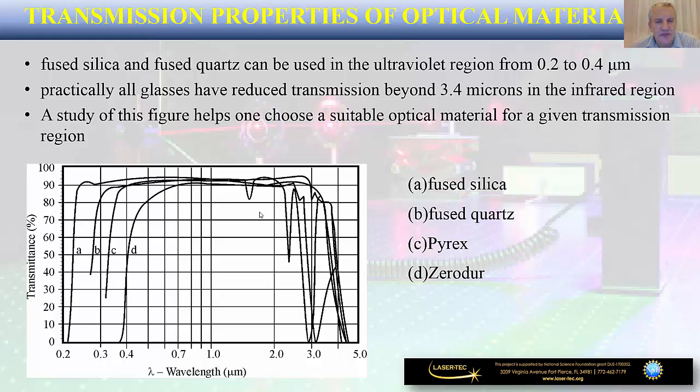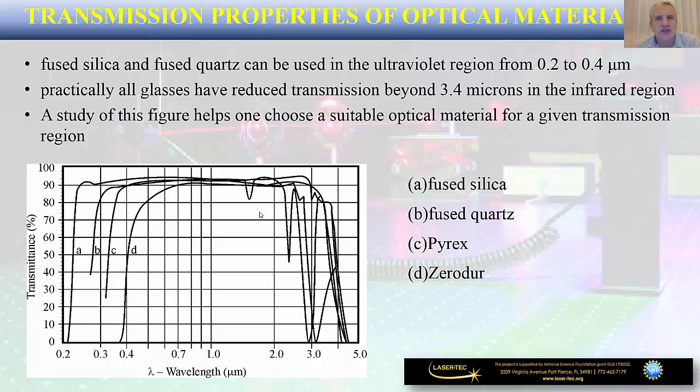You can draw similar conclusions for the other three materials, meaning fused silica, fused quartz, and Pyrex, from the other three curves A, B, and C on this plot. So it is what you're seeing on this slide. This plot is actually very important.